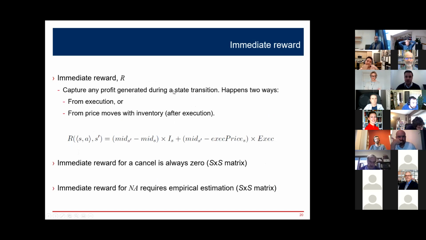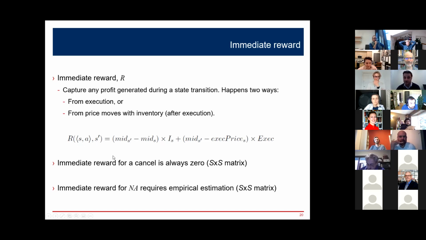We're going to have to capture any profit generated as we transition from state S to S prime, and that can happen in 2 ways. We can get it from execution, or we can get it from price moves with the inventory. So if the order executes as we move from S to S prime, we can generate money by making the spread. And that's what is occurring in this part of the equation. Or we can generate some profit by the midpoint shifting from S to S prime. Okay, so if we're carrying inventory from S to S prime, that'll be a 1, otherwise it's a 0. So that's going to pull out any profit we get transitioning from S to S prime.